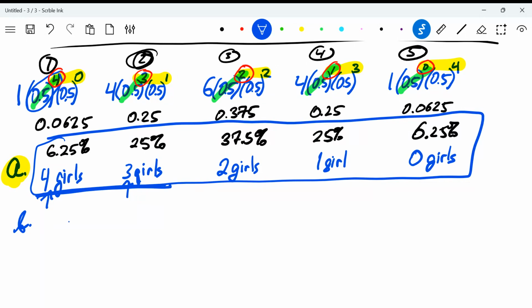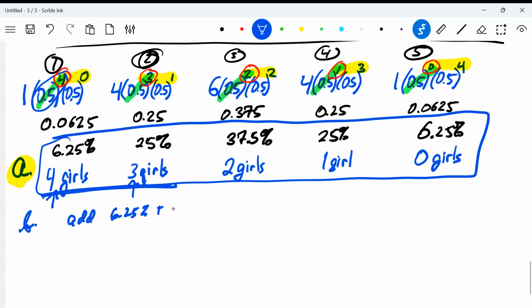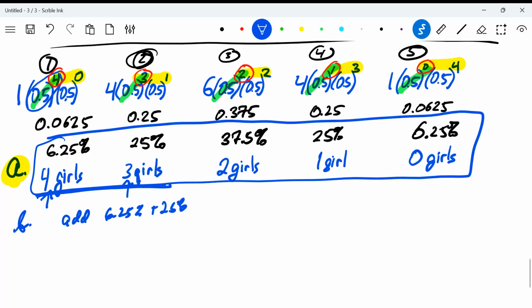So you would add the 6.25% plus the 25%. So what you would get to here is a total of 31.25%. So 31.25% would be the answer for B.